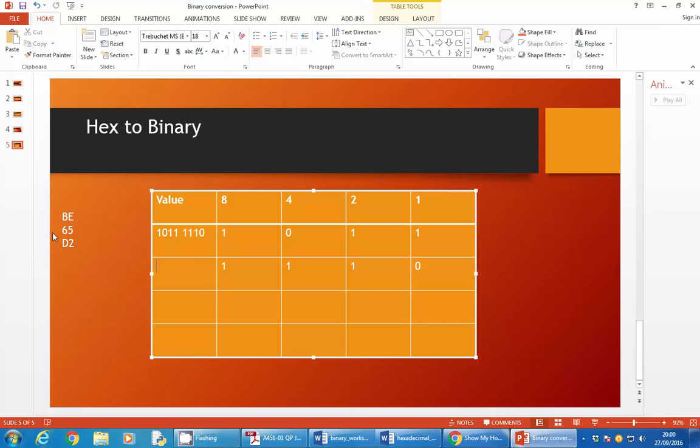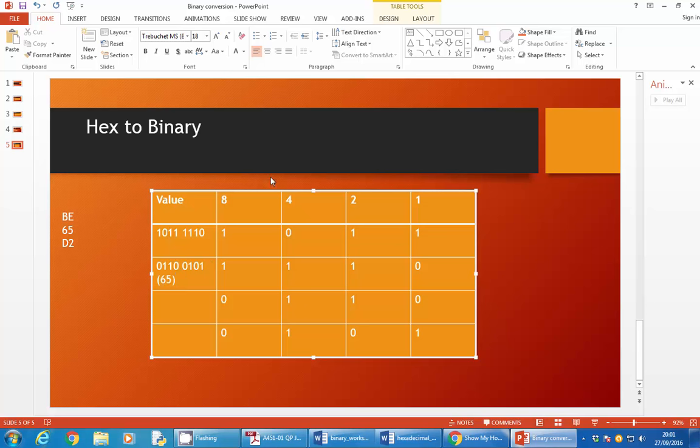6, we have to do 6 first. So 6 is going to be no 8s. We need a 4, we need a 2. So that's going to be 6. And to make 5, we need to use a 4, a 1, no 8, and no 2. So that's going to be 0, 1, 1, 0, 0, 1, 0, 1. That is representing 65. Okay.